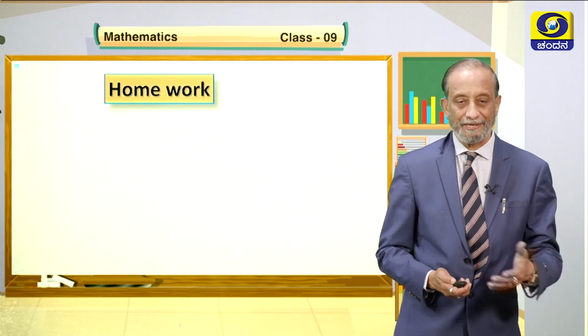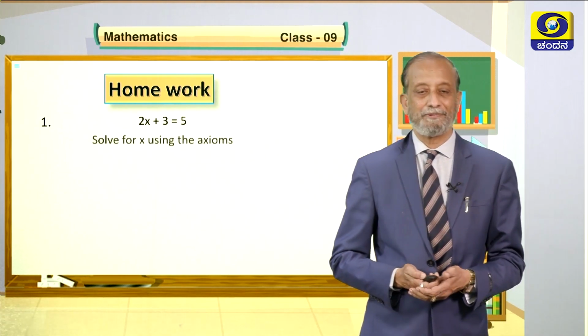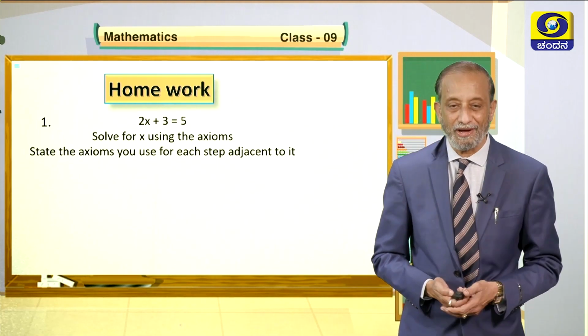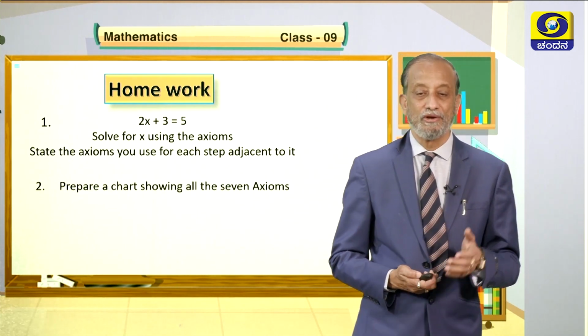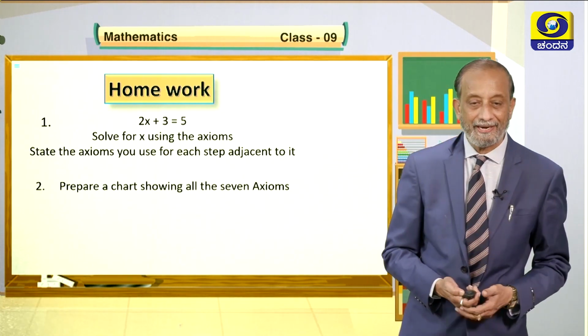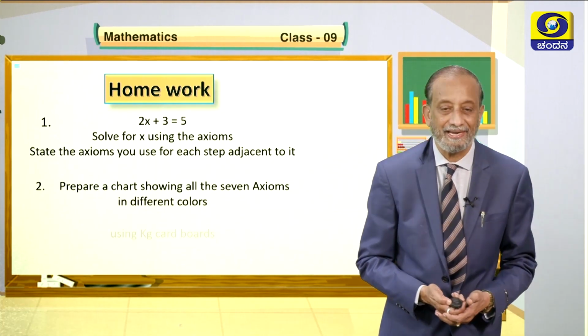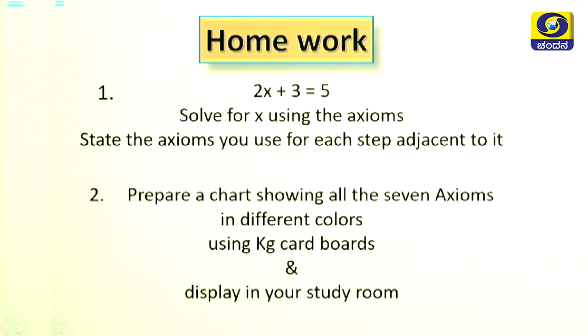So, can you take down the homework, children? These are some of the homeworks. 2x plus 3 is equal to 5. We have to solve for x using the axioms, and state the axioms you use for each and every step, writing it adjacent to it. Prepare a chart showing all the 7 axioms in different colors on KG cardboard and display it in your classroom.